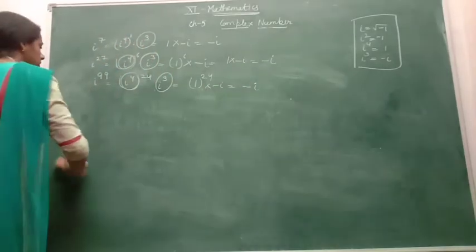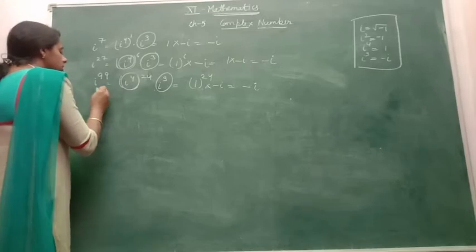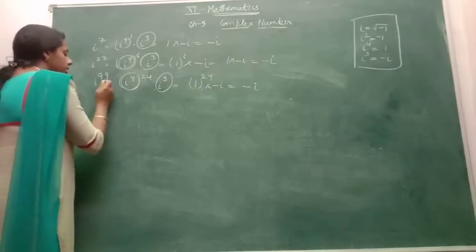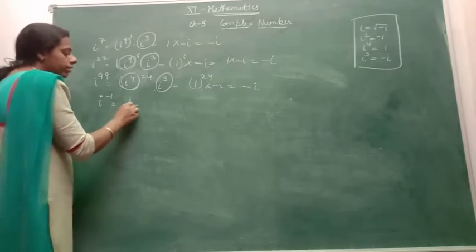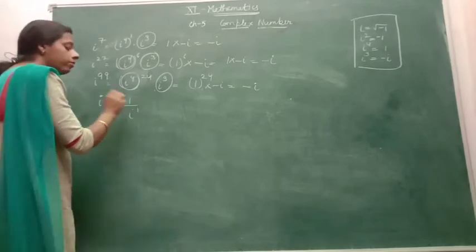If there is any negative power of iota, the root of minus 1, then how will you solve it? Firstly, convert it into the denominator part and make the power positive.